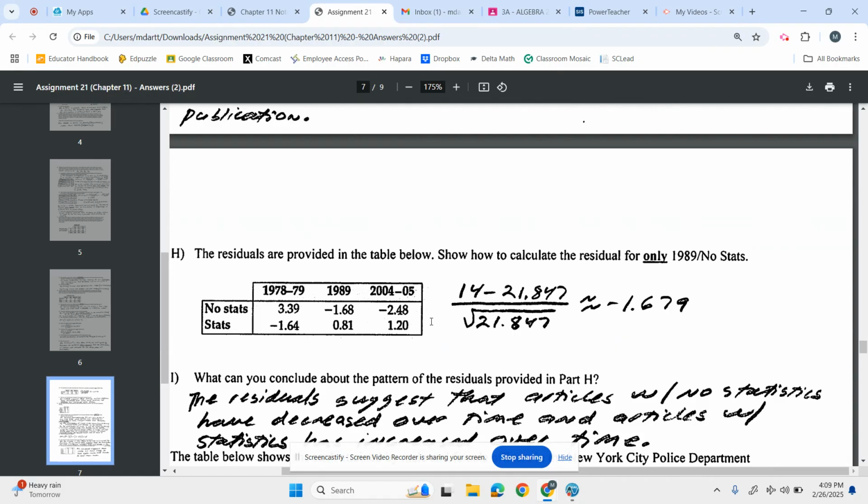All right, now anytime that you reject, it's a good idea to create the residuals. So I tell you to calculate the residuals only for 89 and no stats, which is the same area right in here. So the question is, how did we get this negative 1.68?